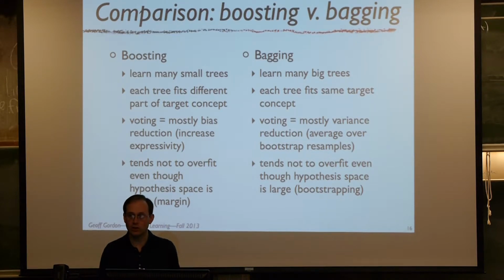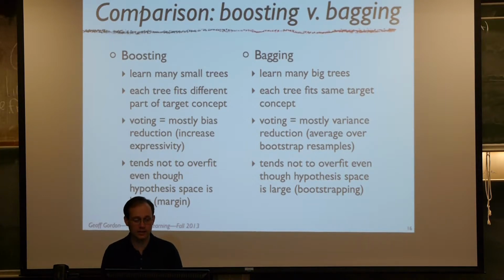With boosting, because you're changing the weights of the examples, each tree is going to fit a different part of the target concept, whereas with bagging, each tree is going to fit the same target concept with just a bootstrap resample. So a slightly different weighting, but it's only sort of random noise that causes the variability among the trees. The goal of voting in boosting is mostly to reduce bias, to increase the expressivity, to get a voted classifier instead of just a single classifier. Whereas with bagging, you can think of it more as variance reduction. We're averaging over a bunch of bootstrap resamples, and so we're getting rid of some of the variance in the training procedure.